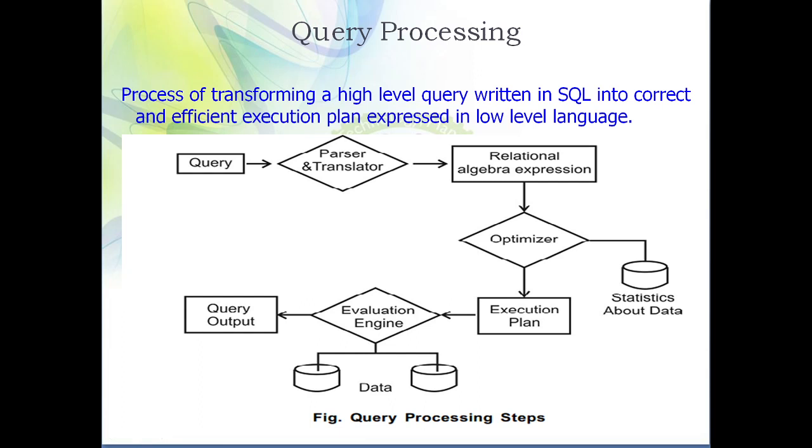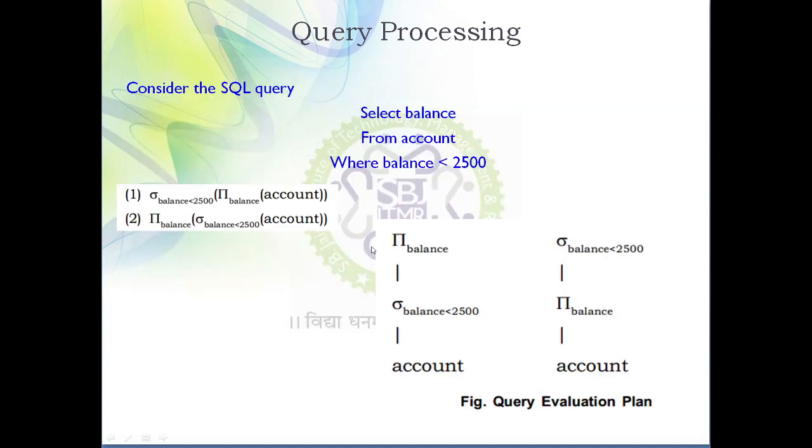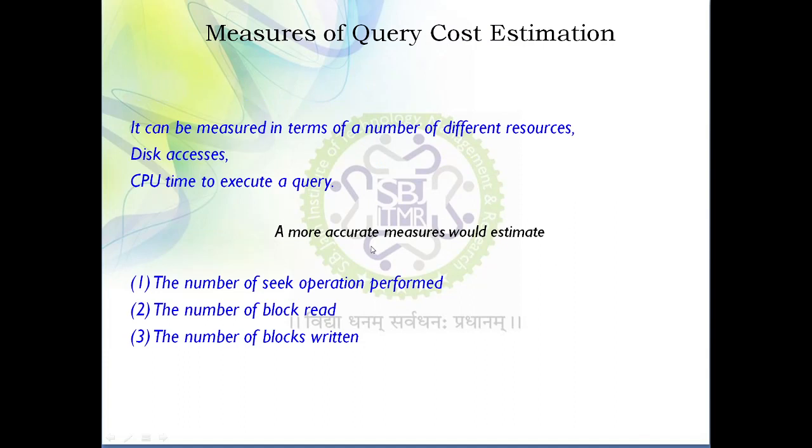So it involves majorly 3 steps. One is parsing and translation, second one is optimization, and third one is the evaluation engine. So what has the parser done? The parser is responsible for checking the syntax of your query. The translator is responsible for converting your high level query to relational algebra. Then the optimizer is responsible for selecting one efficient plan out of the many, and the evaluation engine is responsible for making use of that plan, firing it on the database, fetching the data and providing it to the user. So this is the diagram which demonstrates the process of query processing. I hope you understand how a query is being processed by your database.